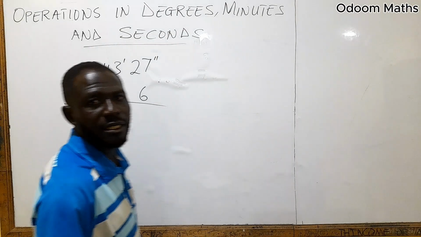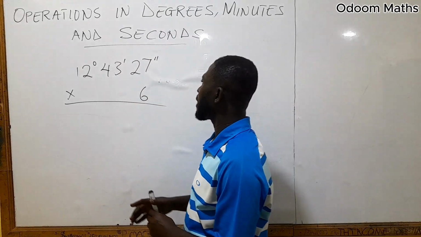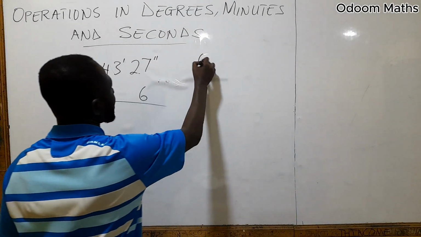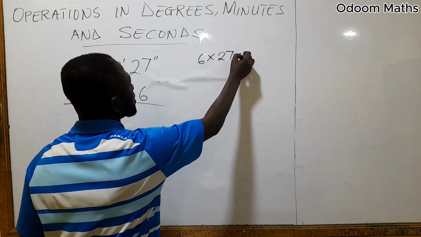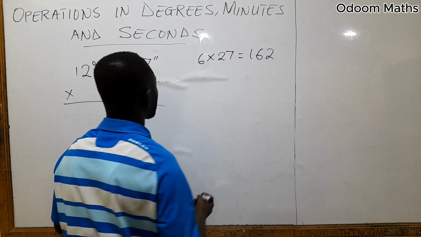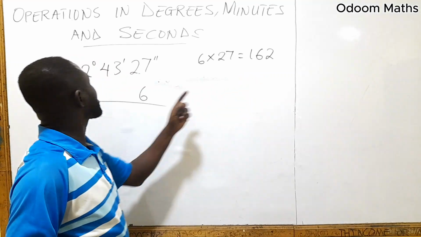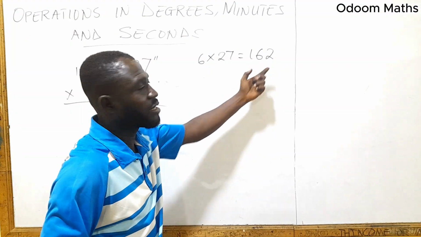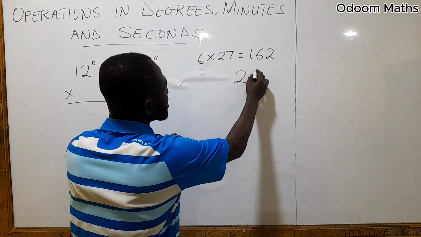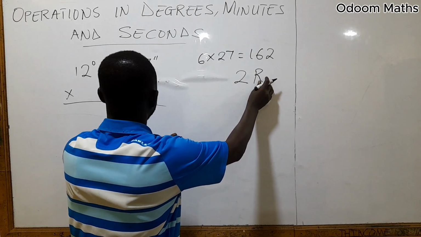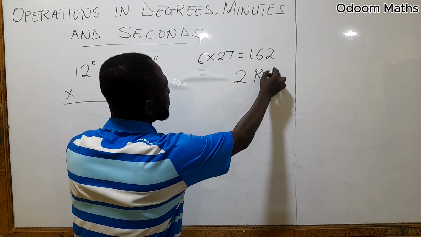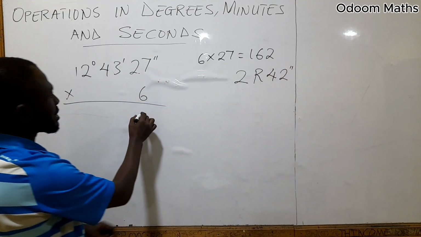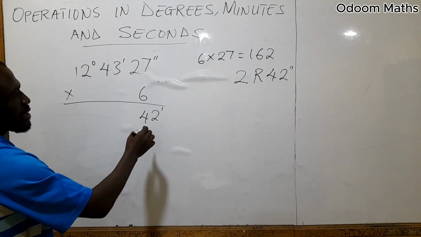Welcome back. Now, let's multiply this. 6 times 27 is 162. Now how many 60s? Because 1 minute is 60 seconds. So how many 60s are here? We have 2 60s, remainder 42 seconds. So this place is 42 seconds.